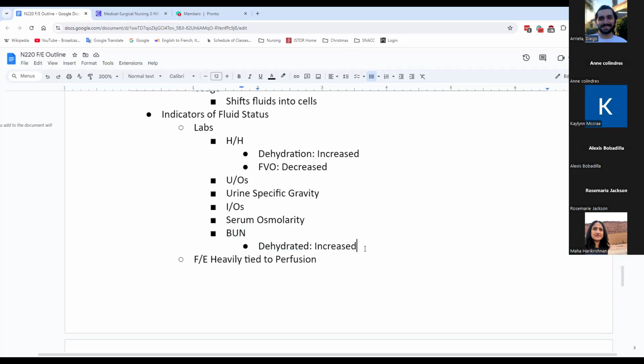So I'm sure you guys have seen patients that have a BUN that's increased, but their creatinine's fine, their kidney function's fine. The BUN is increased because of their dehydration.